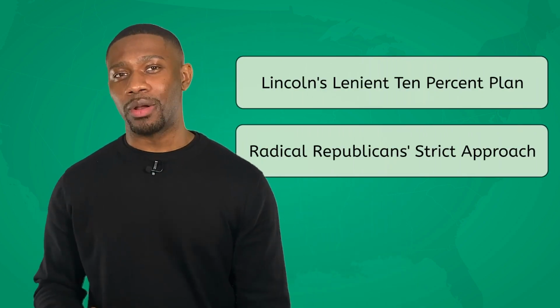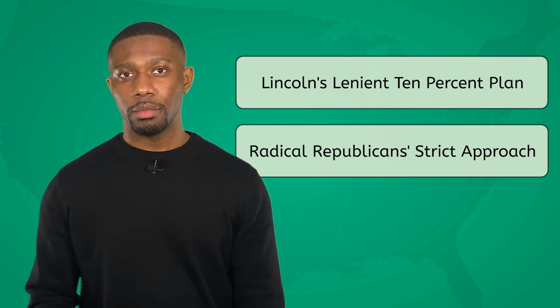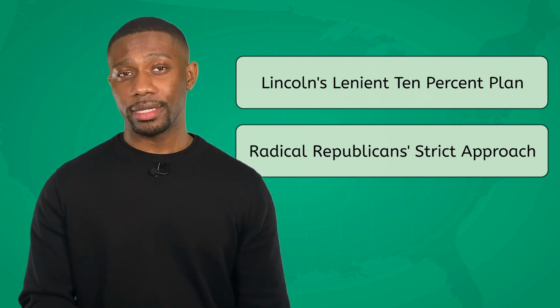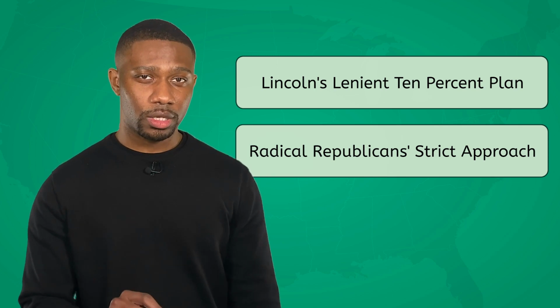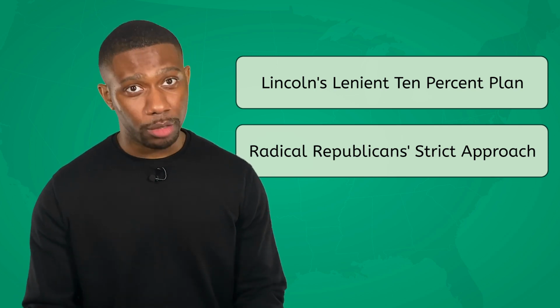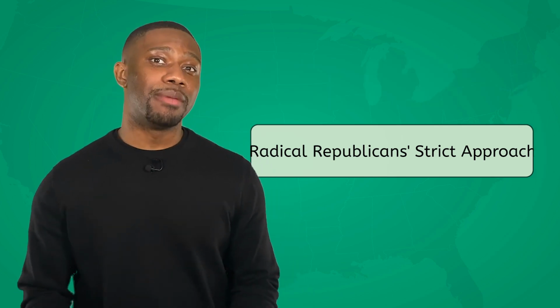The tricky part about Reconstruction policy was that nothing like this had ever been done before in American politics. But the Constitution required a representative government for all Americans, so restoring the Union had to happen. There were many ideas about how to go about Reconstruction, but we'll focus on 2 plans: Lincoln's lenient approach and the Republican Party's strict approach. Lincoln's 10% plan promoted healing and unity.